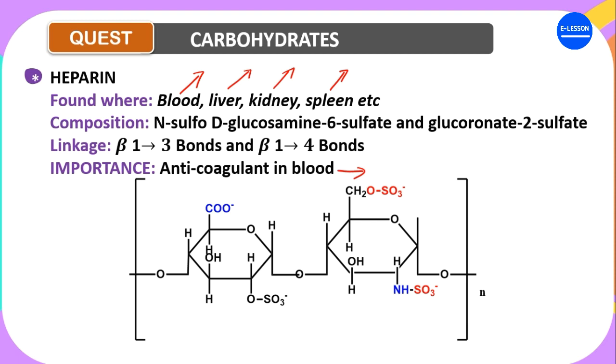Now, if they ask which of them helps in GFR, glomerular filtration rate, you should be able to provide the answer to that. Okay. Now, the composition of heparin is N-sulfoglucosamine 6-sulfate, N-sulfo-D-glucosamine 6-sulfate, and glucuronate 2-sulfate. Glucuronate 2-sulfate. If you want to memorize, you can memorize.